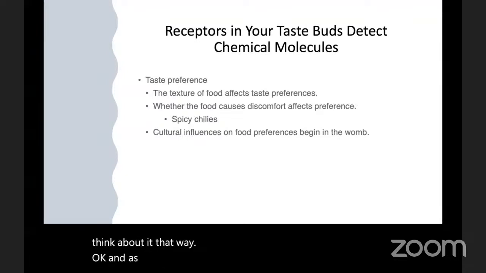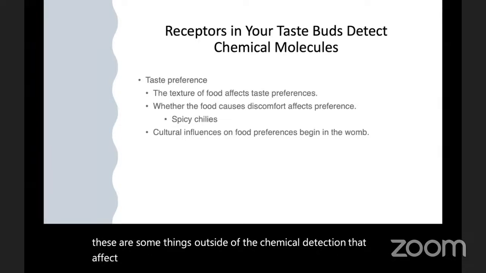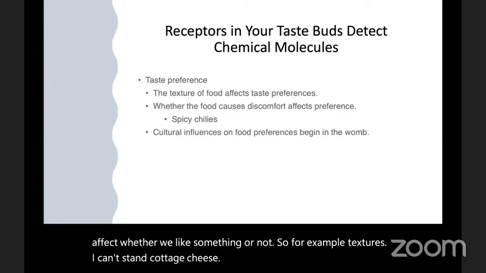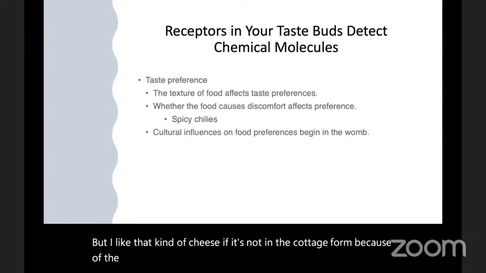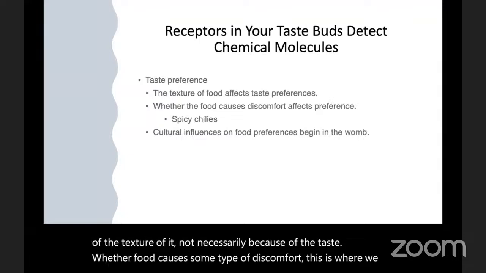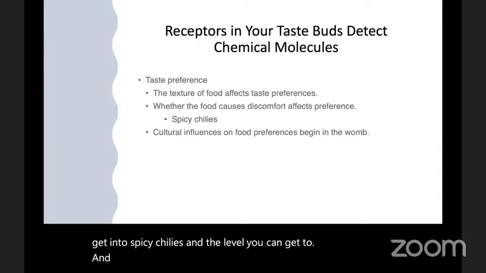Okay, and as mentioned, texture of food affects taste preferences. These are some things outside of the chemical detection that affect whether we like something or not. So for example, textures: I can't stand cottage cheese, but I like that kind of cheese if it's not in the cottage form, because of the texture of it, not necessarily because of the taste. Whether food causes some type of discomfort, this is where we get into spicy chilies and the level you can get to. And we have found that cultural influences on food preferences begin in the womb.